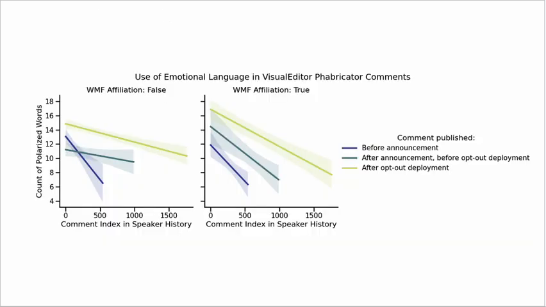And these new entrants shift the way that emotional language is used in the Phabricator discussions. On the y-axis we have a count of polarized words, which is a metric that we talk about a little bit more in the extended abstract. And on the x-axis we have the comment index in speaker history, which just means that if the index is 500, that is the comment author's 500th comment talking about Visual Editor on Phabricator. And we see that for all groups, opt-out deployment really leads to a lot of increased emotional language, and that increase is especially pronounced for new entrants to the conversation.